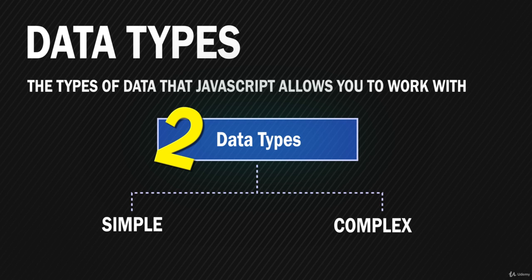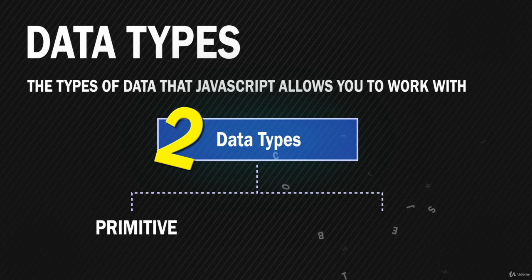And this is why I don't want you to get intimidated with the language. They just use fancy words to try and intimidate people, but at the end of the day, this is all it means. In JavaScript, they refer to simple data types as primitive, and they refer to complex types as objects.